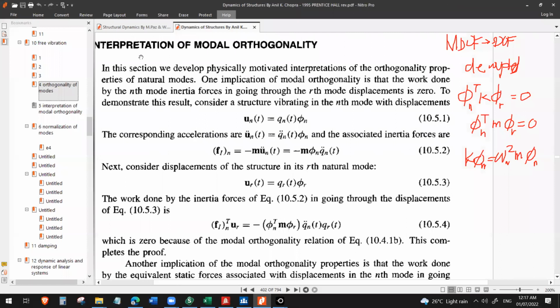Okay, so let's now proceed with the interpretation of modal orthogonality. We develop physically motivated interpretations of the orthogonality properties of natural modes. Basically, the physical displacement, remember, phi is an eigenvector. So hindi yan realistic. It's just a vector of the shape of the modes. So in order to translate that into physical or realistic displacement, we multiply that with this q sub n.